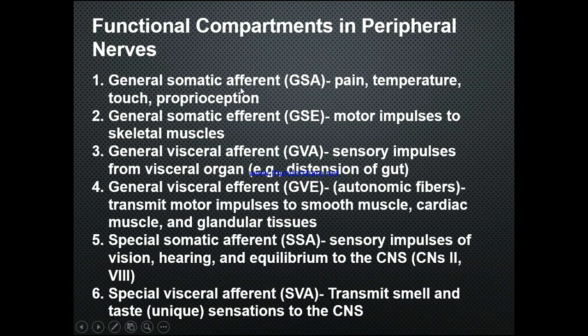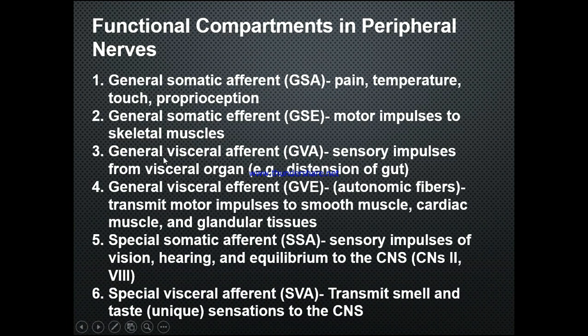So we have general somatic afferents, GSA. This is sensitive to pain, temperature, touch, proprioception. Remember, this is somatic, musculoskeletal. Then we have general somatic efferents, GSE, which is the motor impulse to the skeletal muscle. So this is the ultimate engine response.